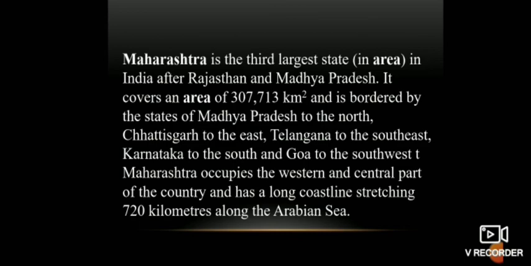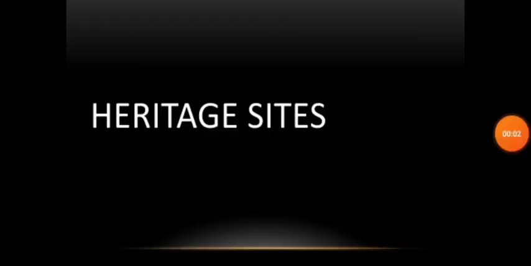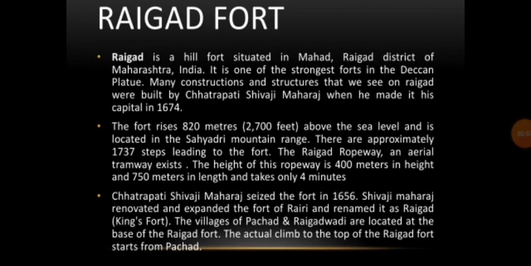Maharashtra occupies the western and central part of the country and has a long coastline stretching 720 km along the Arabian Sea. Now let us move towards some heritage sites of Maharashtra. First is Raigad Fort. Raigad is a hill fort situated in Mahad, Raigad district of Maharashtra, India. It is one of the strongest forts in the Deccan Plateau.